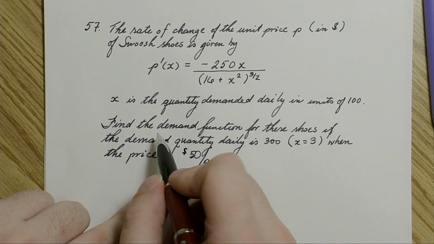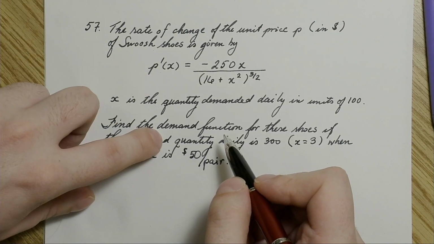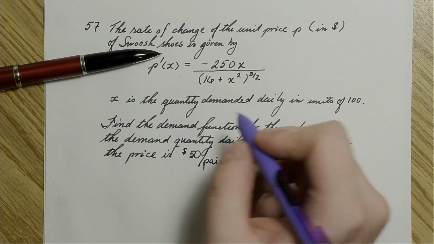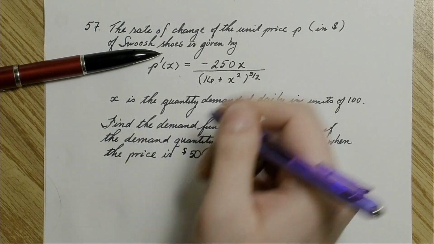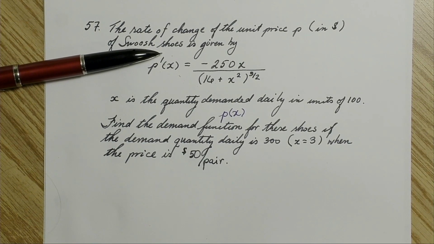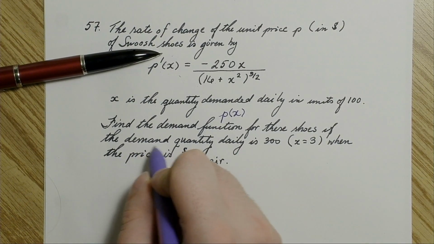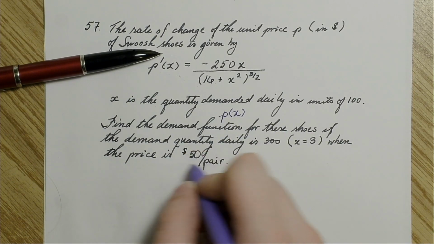Okay, so what they're telling us is, here's the rate of change of the unit price. This is P, and the demand function, I should probably write some switch. What this is telling us is they want us to find p of x. So they basically want us to integrate that. And of course, as soon as you need to integrate it, you're going to have a constant of integration, which means that you need some additional information to figure out what that constant is. And this is what they tell us right here. The demand quantity, which is p of x, when x is equal to 3, the price is $50 a pair.